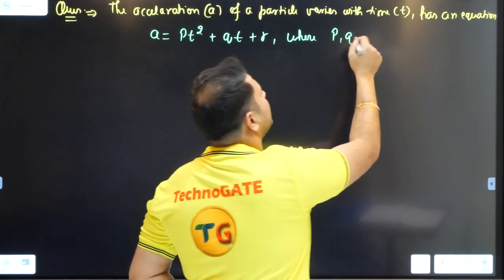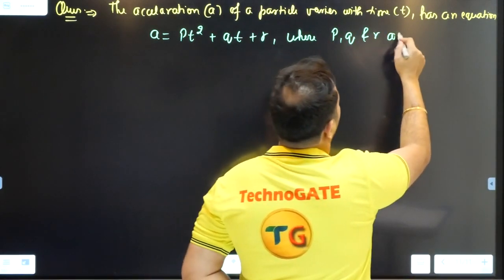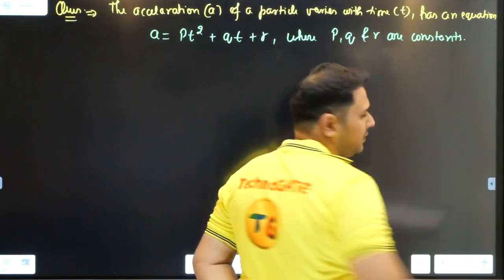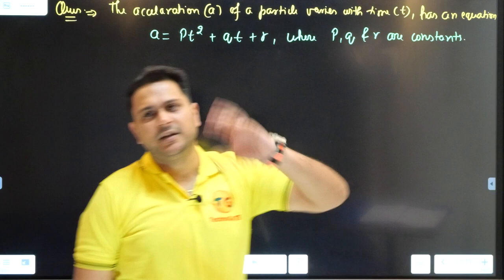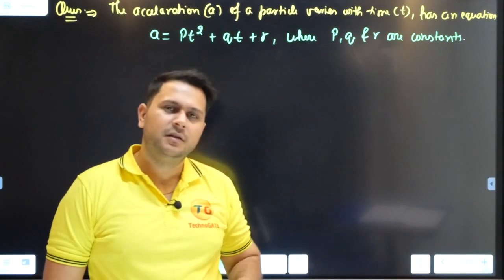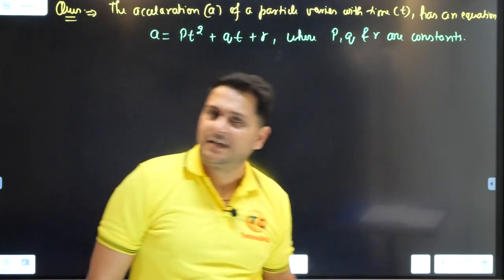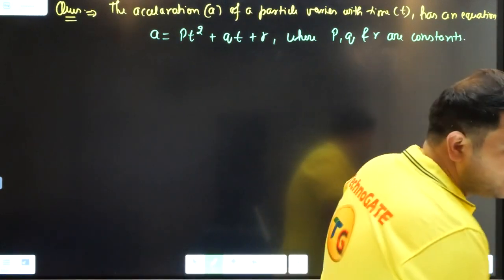Where p, q and r are constants. So these are your constant values, right? When I write these are the constants, what is the first thing coming in your mind? The first thing which should come in your mind is that constants are dimensionless. They do not have any dimensions, right guys?